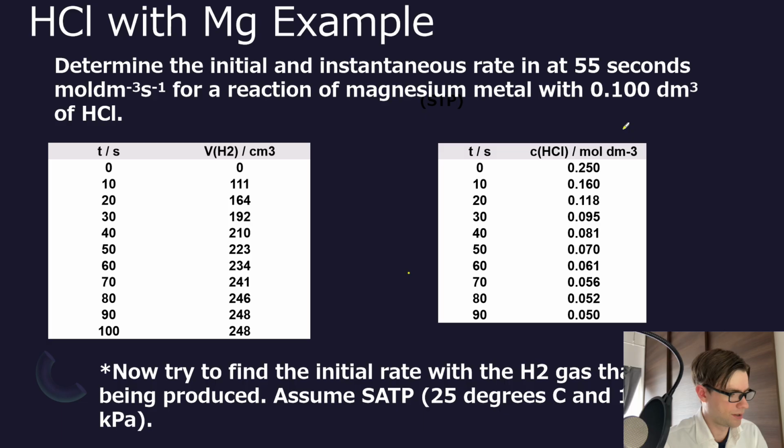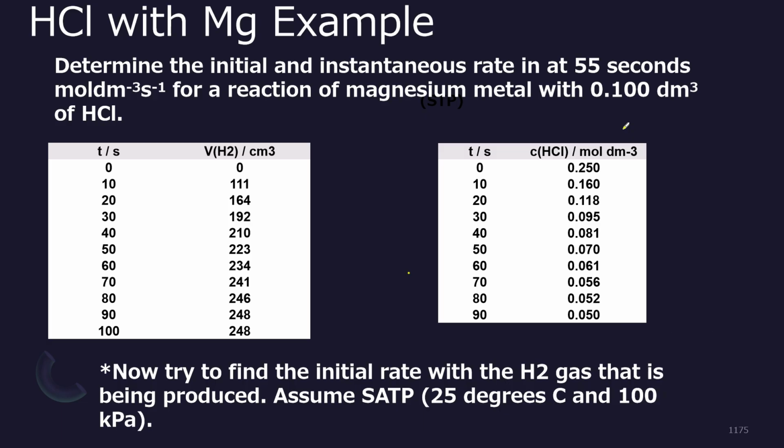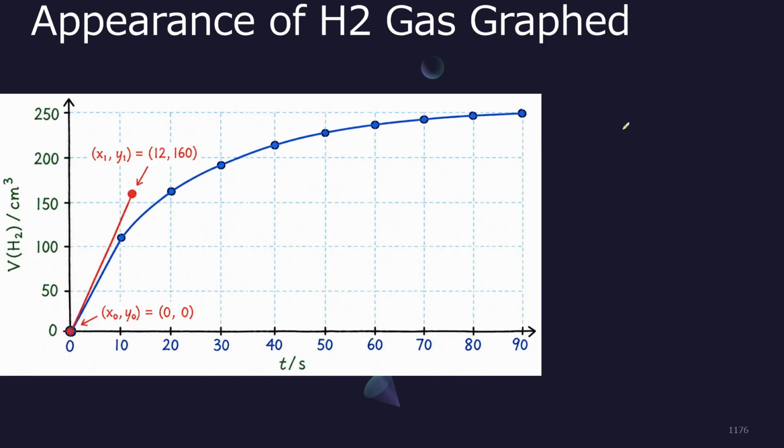So the next part is just to prove to ourselves something. Try to find the initial rate with H2 gas that's being produced. Again, assume SATP, 25 degrees C, 100 kilopascals. So we've already found the initial rate with respect to HCl, but I also want to find it with respect to H2 to show that the overall initial rate will actually be the same. So if we take instead the table on the left here and graph that instead, now it's going to be an increase. We get this instead, volume of H2 being produced.